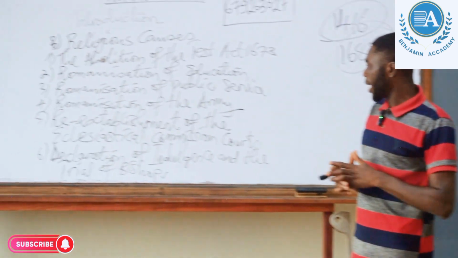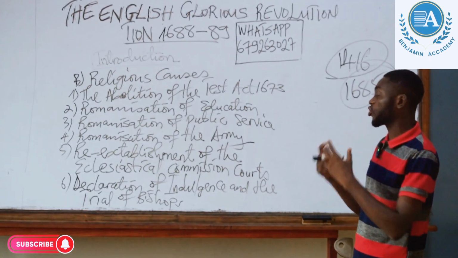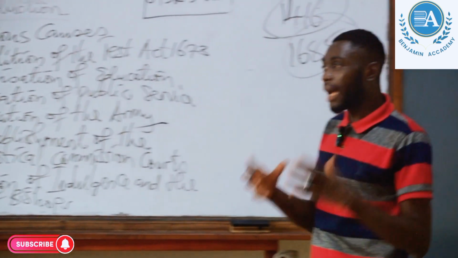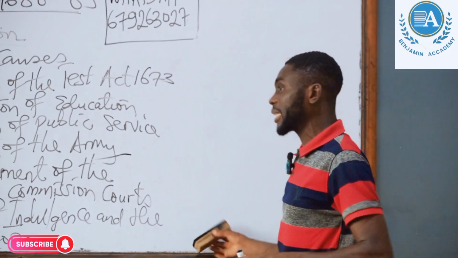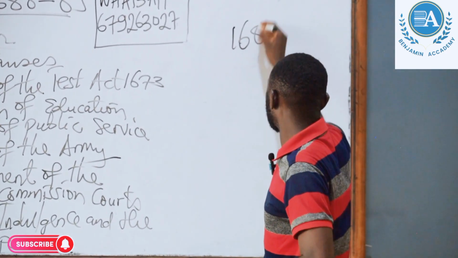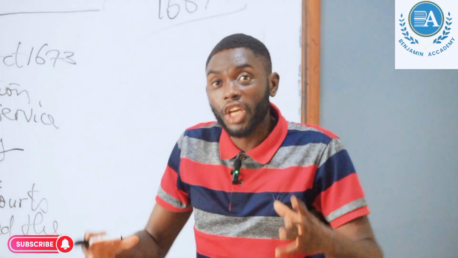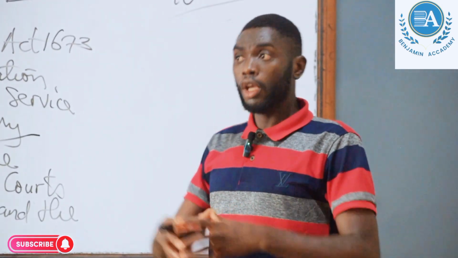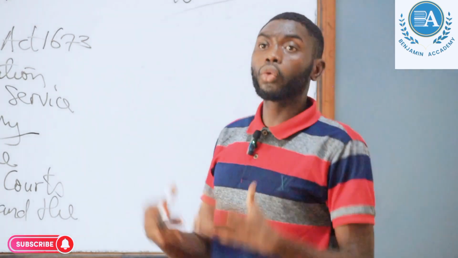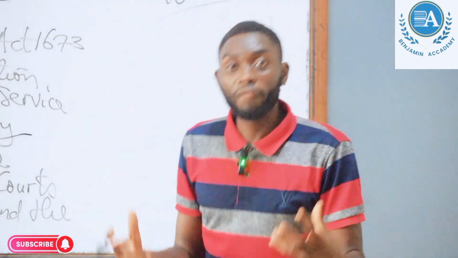Again, we move further to look at another religious reason, which is the Declaration of Indulgence and the trial of bishops. Indulgences were passed by James in the year 1687. In 1687, James passed the first Declaration of Indulgence, where he wrote this declaration and gave it to all bishops in England to read in their churches, saying that all penal codes that were put in place against Roman Catholics were suspended, they were no more functional.